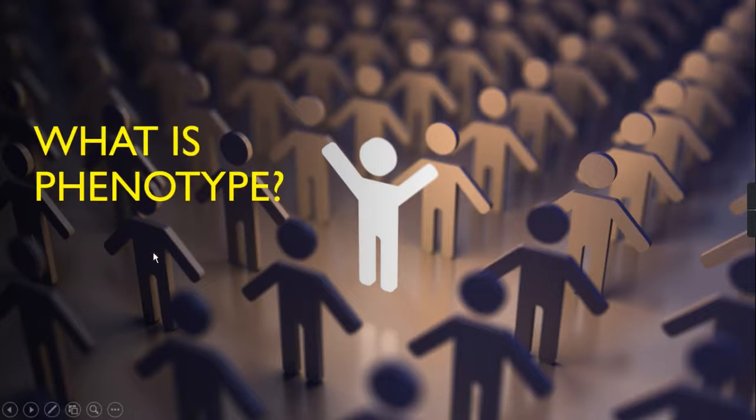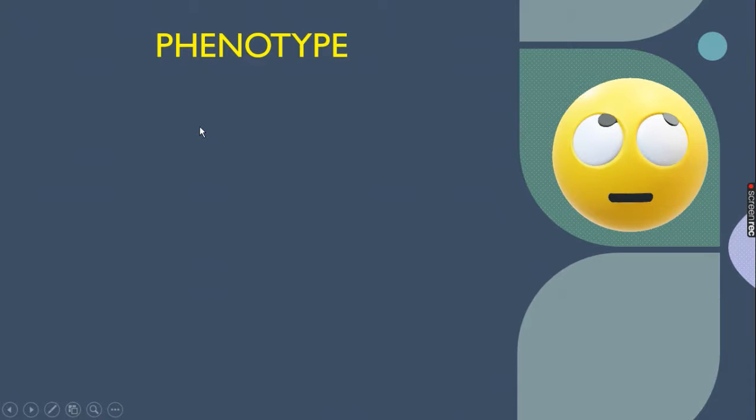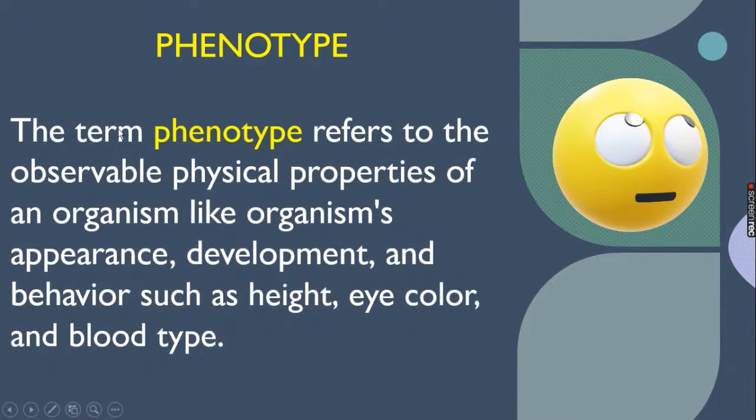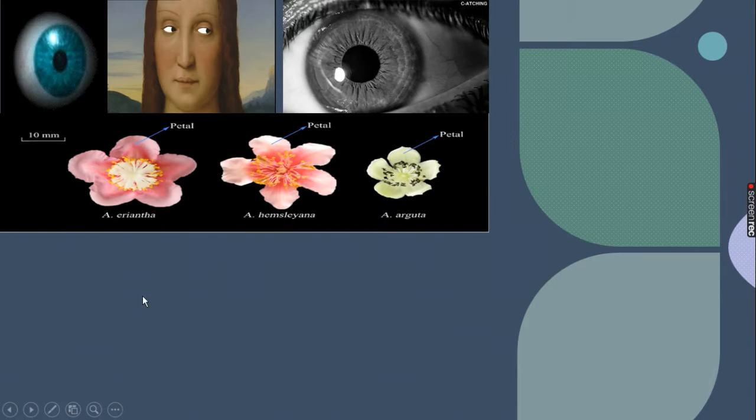Now let's see what is phenotype. The term phenotype refers to the observable physical properties of an organism, like the organism's appearance, development, and behavior, such as height, eye color, and blood type.